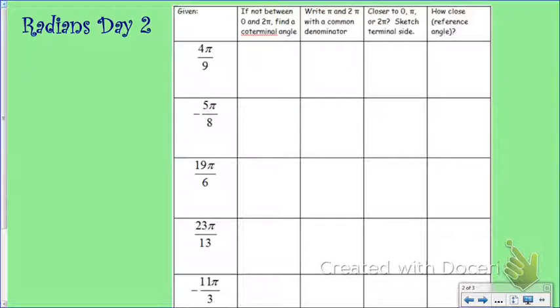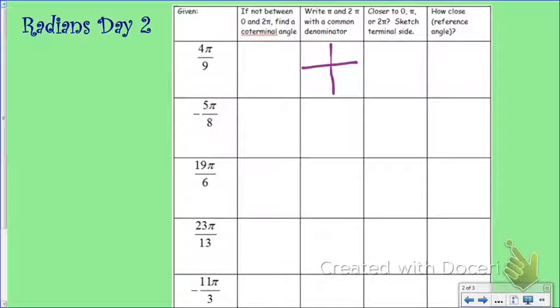So the first thing we're going to do is see, is that angle between 0 and 2 pi? Because if it's not, it's going to be a lot easier for us to find a coterminal angle. So 4 pi over 9, that is between 0 and 2 pi, so we don't need to worry about that first column. Now I'm going to go ahead and write on my graph pi and 2 pi with a common denominator as my given angle, just to make these values a little bit easier to see.